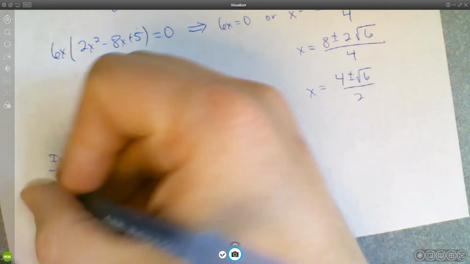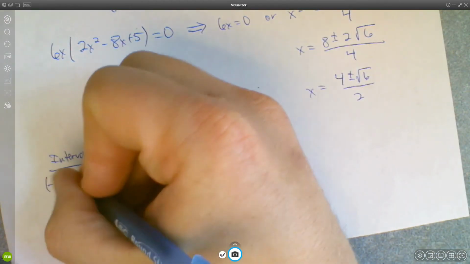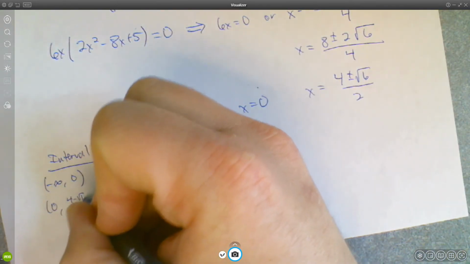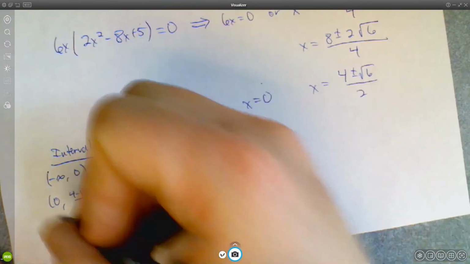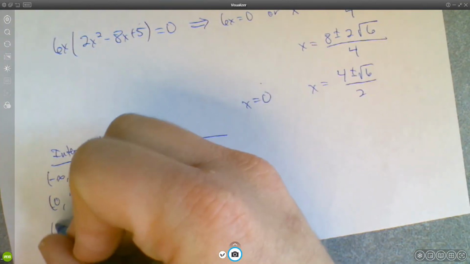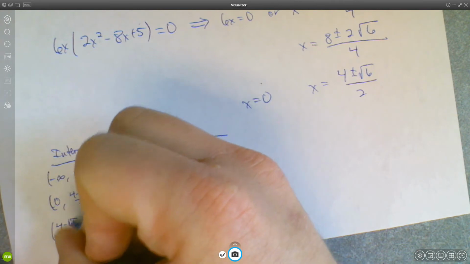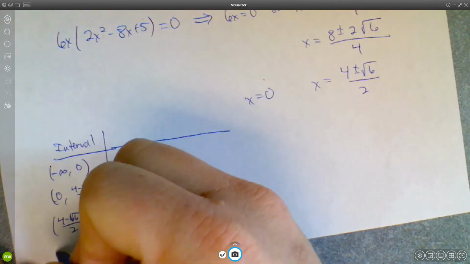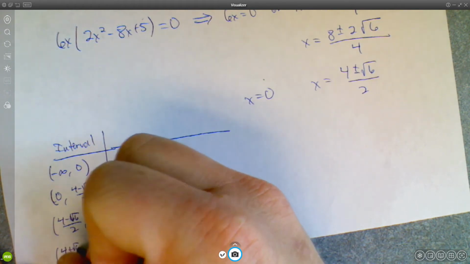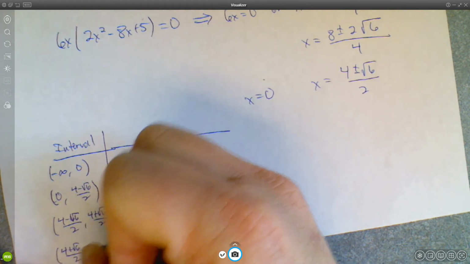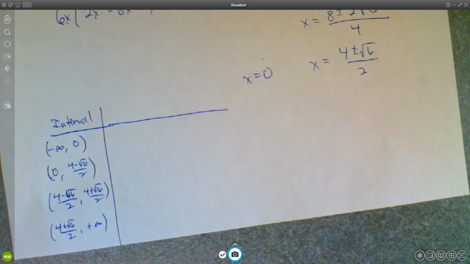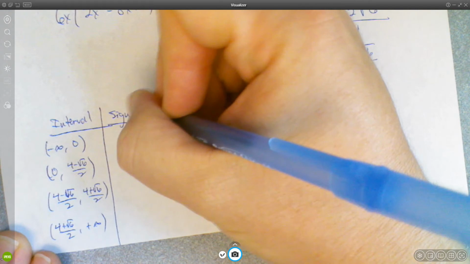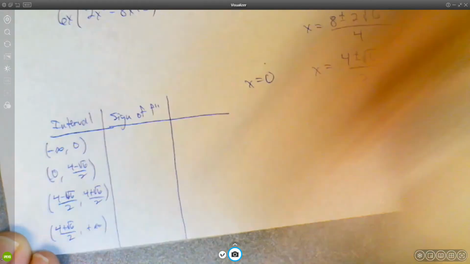So I'm going to go from negative infinity to 0. Then I'm going to go from 0 to 4 minus root 6 over 2. Then I'm going to go from 4 minus root 6 over 2 to 4 plus root 6 over 2. And then I'm going to go from 4 plus root 6 over 2 to positive infinity. Okay? And then I'm going to figure out the sign of f double prime.